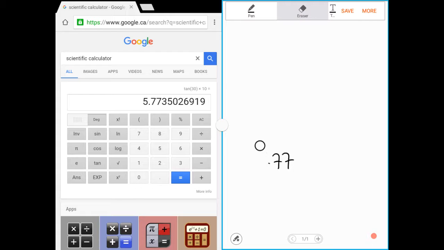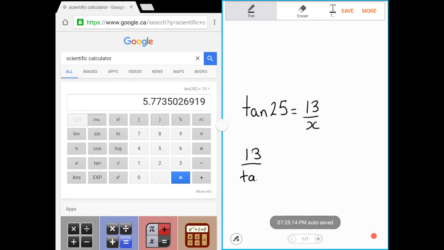You'll also learn about when we're looking for an x in a different spot. So let's say we had tan 25 equals, let's say, 13 over x. Well, as you will learn or have learned, what happens here is you take the 13 and divide it by tan 25. Again, my purpose here is not to teach you the trigonometry behind this. I just want to show you what the calculations look like and how you could use this calculator.